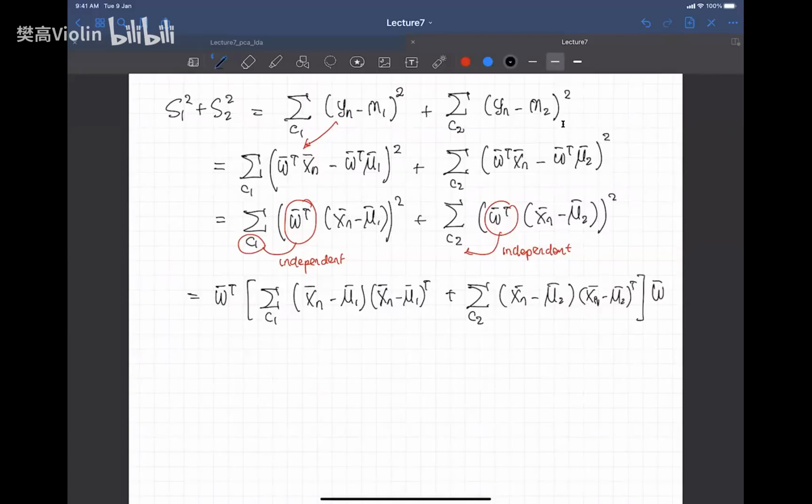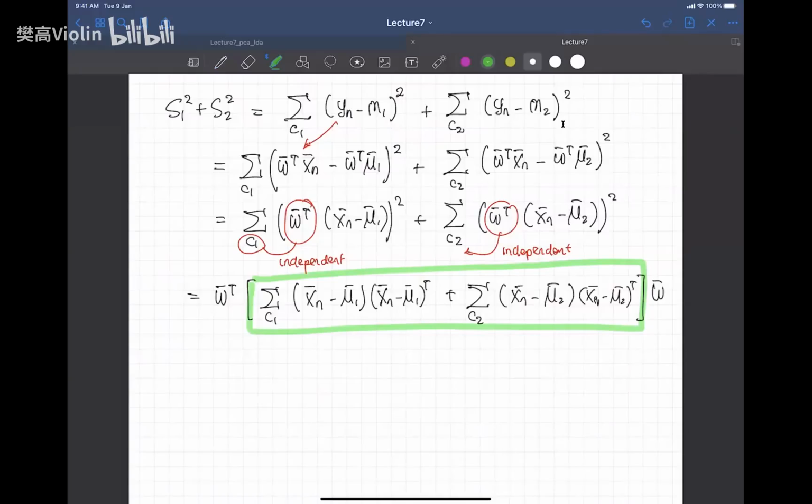Okay, so if we have this, again, we can take these whole things as the matrix S. Then we have W transpose S_W W. W means within. So this one means within.